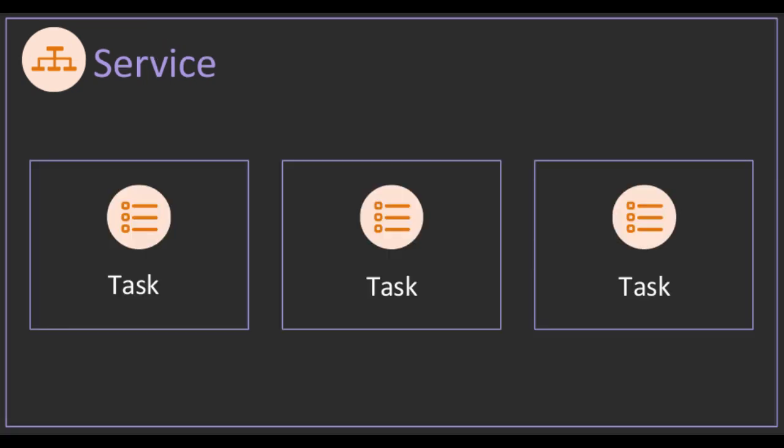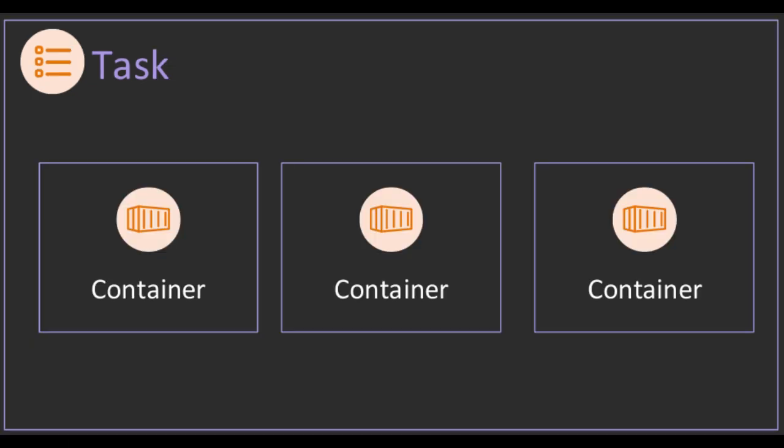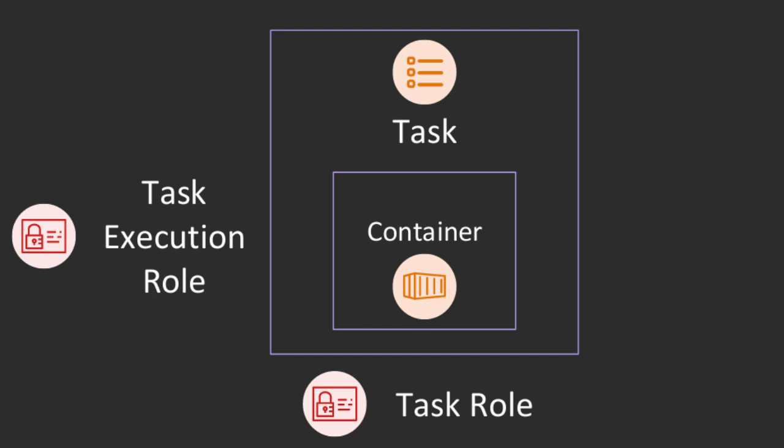When traffic increases, the service can scale up by launching multiple identical tasks. A task is a logical grouping of containers that run together. One task can have multiple containers inside it, like a main app and a helper container for logging. Now, crucial for security, each task can be assigned an IAM role. The task execution role is used by the ECS system itself to pull images or fetch secrets. The task role is given to your application code inside the container to access AWS services.